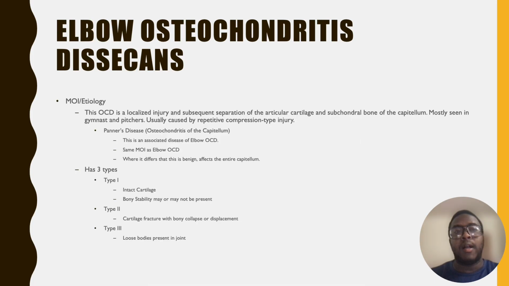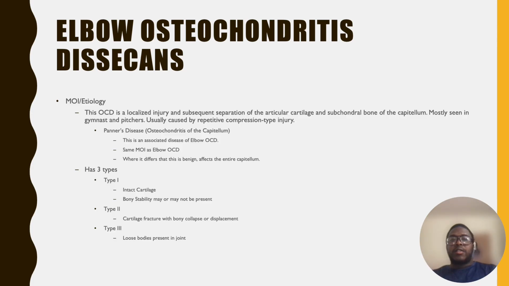Next, we have elbow OCD. This OCD is a localized injury, the subsequent separation of the articular cartilage and subchondral bone of the capitellum, mostly seen in gymnasts and pitchers, and it's usually caused by a repetitive compression type of injury. A similar condition is Panner disease, or osteochondritis of the capitellum, which mimics elbow OCD, but it's more of a benign injury, and it involves the entire capitellum.